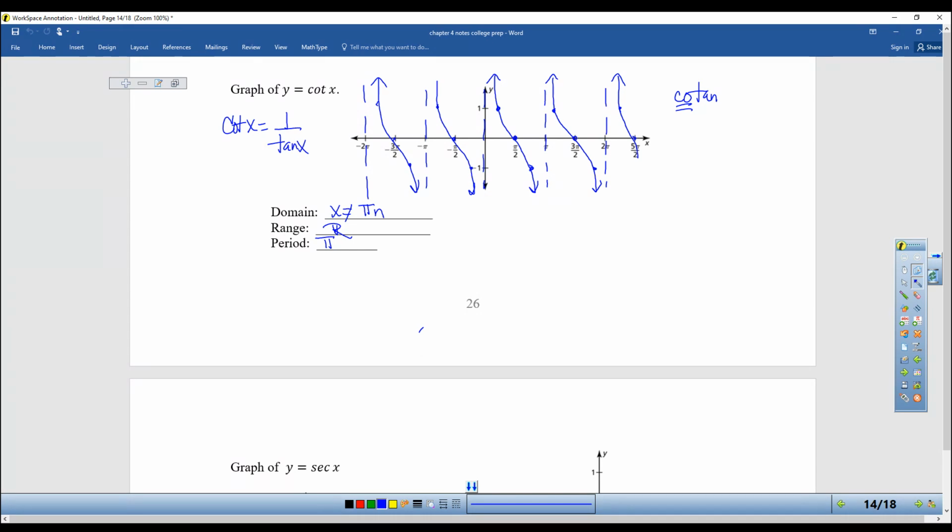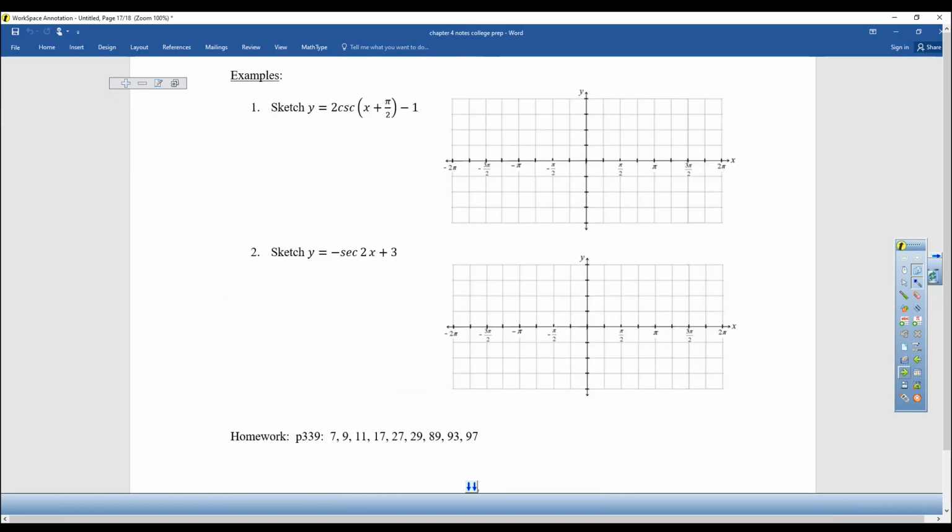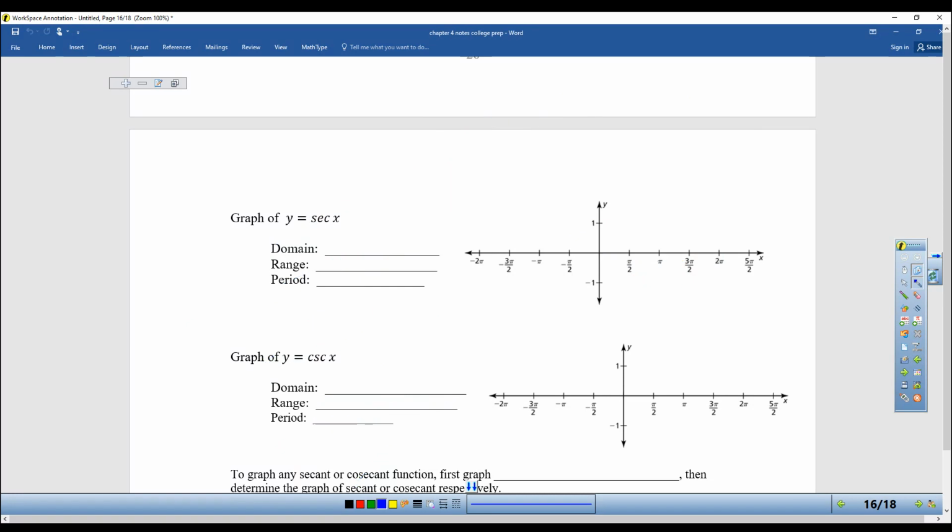So you'll notice I don't have any other examples on cotangent. I really mostly wanted you to understand how it was created and what it looks like, but I will not be putting shifts and things of cotangent on your tests and quizzes. I mostly just want you to know basically what it looks like. However, I will be doing secant and cosecant. These are really interesting. Actually, I guess I have to use this page.